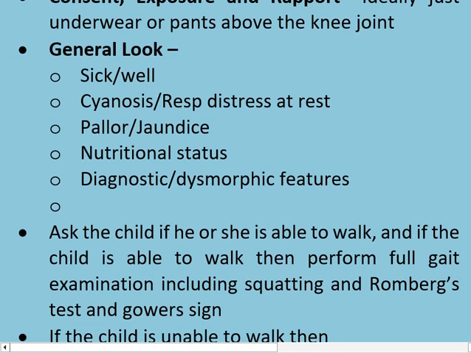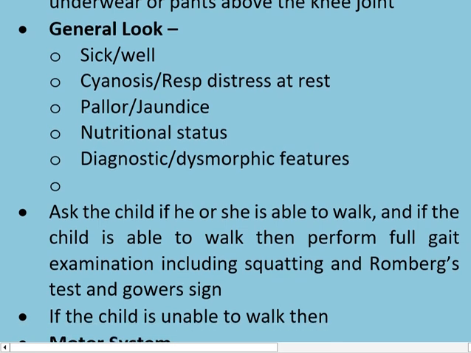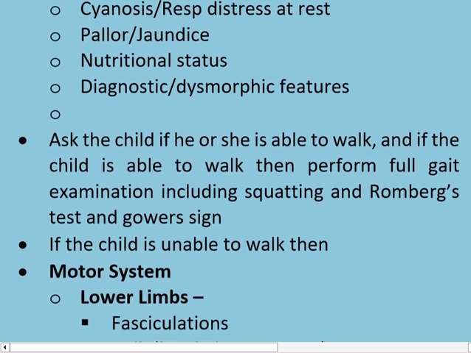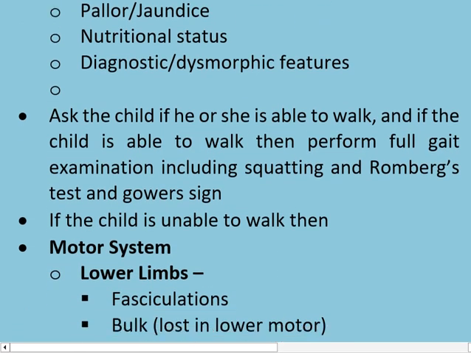Before proceeding further, ask the child if he or she is able to walk, and if the child is able to walk, then perform a full gait examination, including squatting and Romberg's test and Gowers sign. If the child is unable to walk, then start with the motor system.